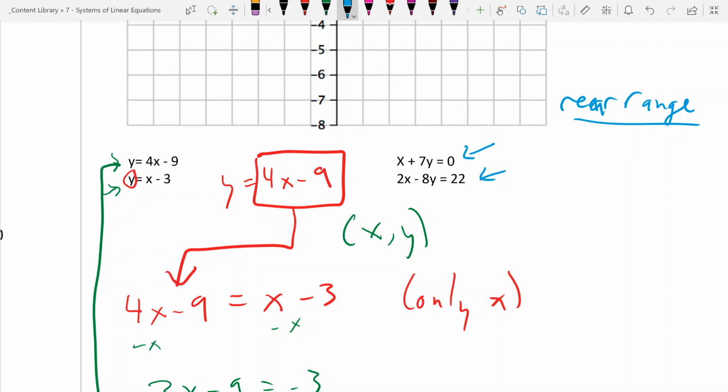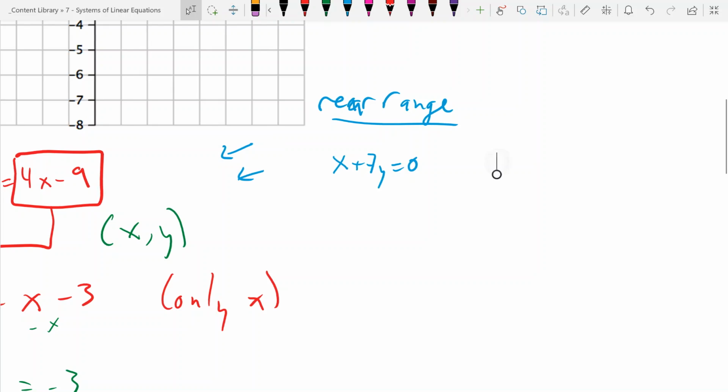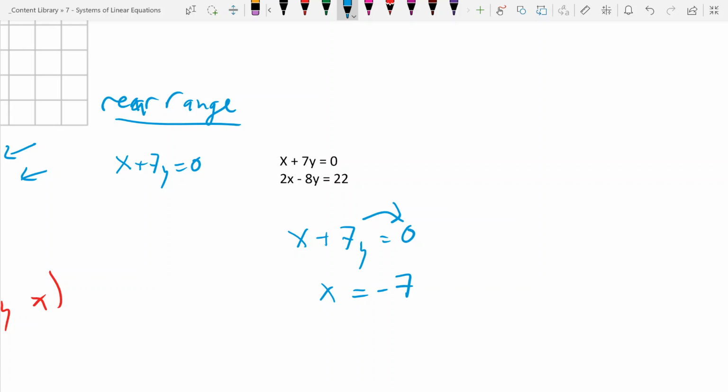Sorry, my pen bugged out. Rearrange, okay? So I think that first equation is going to be easier to rearrange, and I'm going to make it x equals. You could make it y equals, and that's usually the safer bet, but it doesn't really make a difference. So right now it's x plus 7y equals 0. I'm going to move that 7y to the other side, so x equals negative 7y. Cool. I now have x by itself.